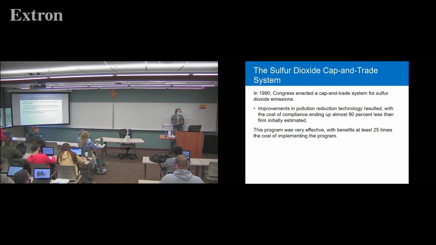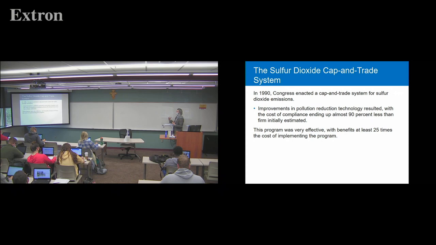So we did this in 1990 for sulfur dioxide emissions. So the improvements in pollution technology resulted once Congress established this cap and trade system. So the cost of compliance ended up being 90% less than initially estimated. And again, some of this is we set up a market in this case.